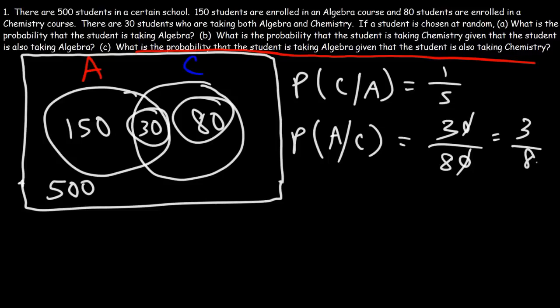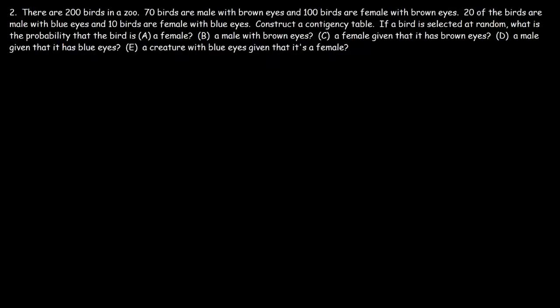So the probability of selecting a student that is taking algebra, given that they're taking chemistry, is 3 out of 8. And so that's a simple way in which you can do conditional probability calculations. Let's move on to the next question.